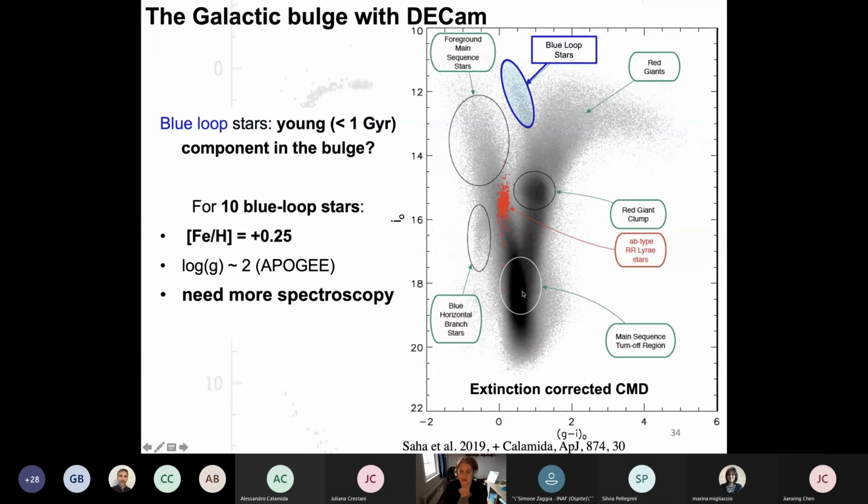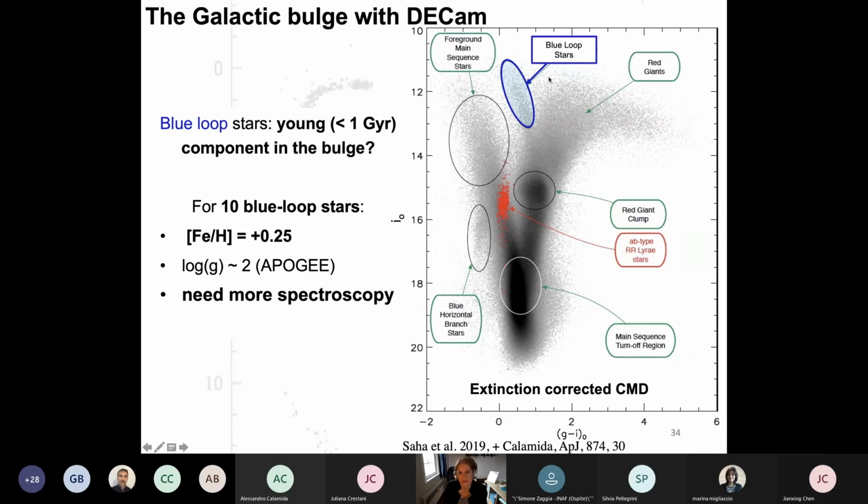But again, DECam is on a 4-meter telescope, so you cannot really study in detail the main sequence. For this, you need HST, but HST has 3 by 3 arcminutes, a very small field of view, while DECam is 2 by 2 degrees. So it's very complicated. But these data are complementary.